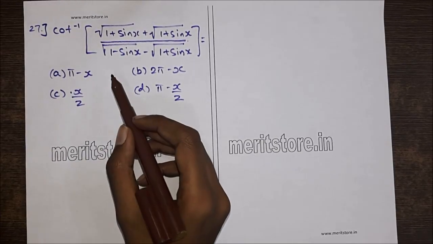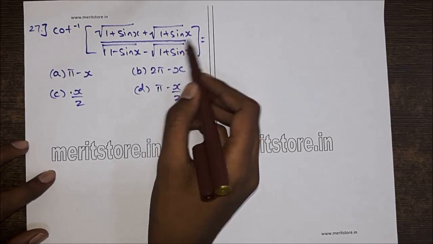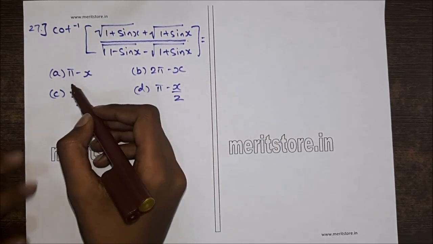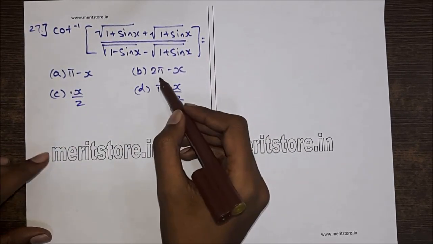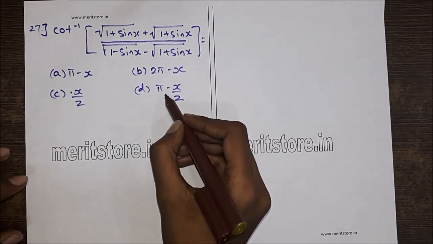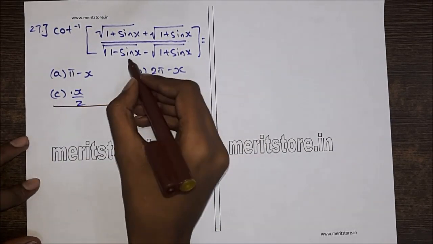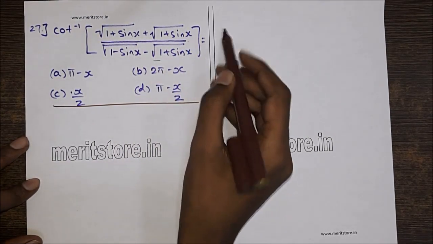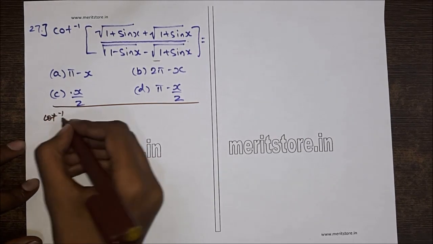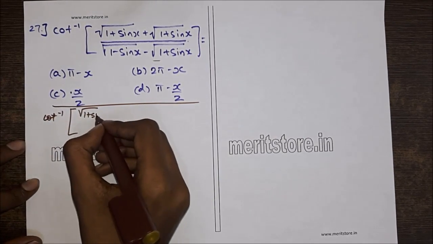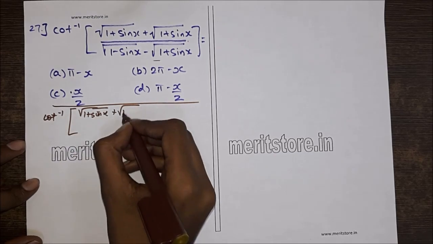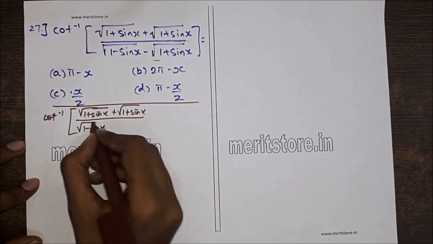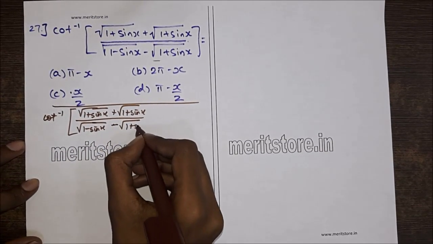Cot inverse of root of 1 plus sin x plus root of 1 plus sin x upon root of 1 minus sin x minus root of 1 plus sin x. This is equal to, these are the options: pi minus x, 2 pi minus x, x by 2 and pi minus x by 2. So in this term we multiply and divide this expression with its conjugate. So this is cot inverse of root of 1 plus sin x plus root of 1 plus sin x upon root of 1 minus sin x minus root of 1 plus sin x.